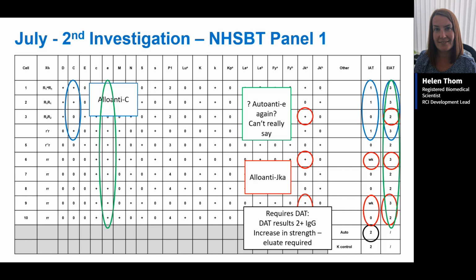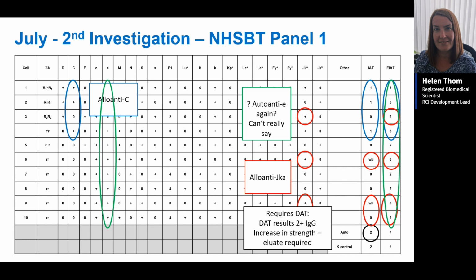Well, is the auto little e there? Yeah, it might be, but we can't really see because the Jka sort of makes it pan-reactive. The Jka wasn't coming through by IAT on that line. We didn't have any patternized R2 cells, so we didn't see whether the little e was there.